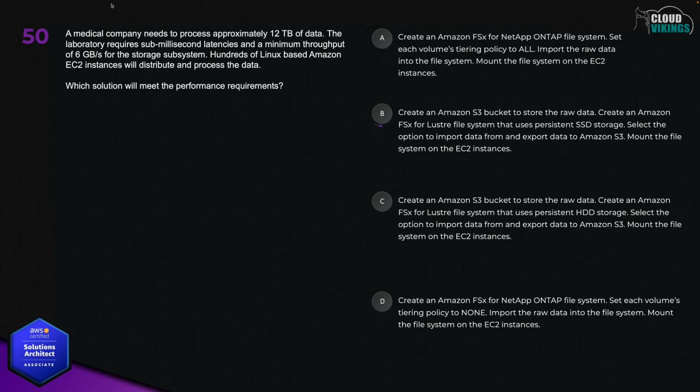The correct answer here would be B. Create an Amazon S3 bucket to store the raw data. Create an Amazon FSx for Lustre file system that uses persistent SSD storage. Select the option to import data from and export data to Amazon S3, then mount the file system on the EC2 instances.